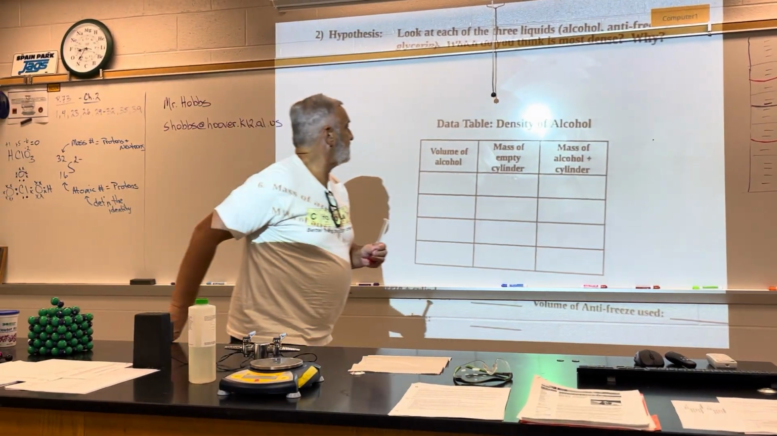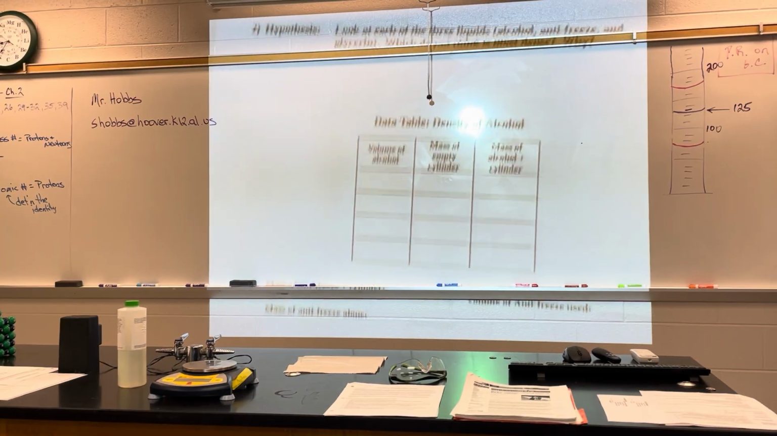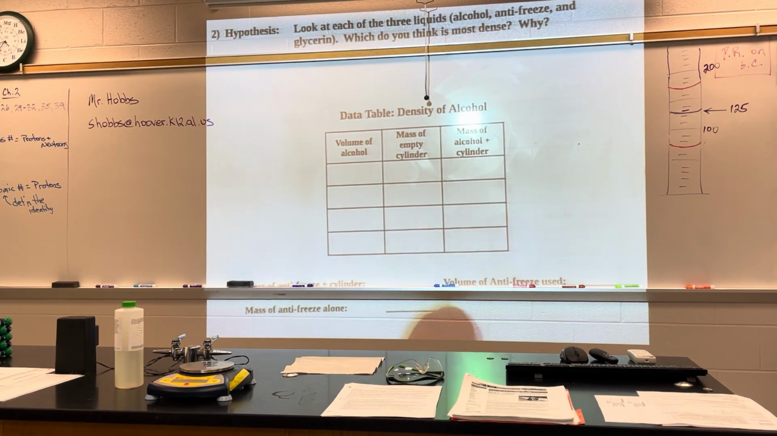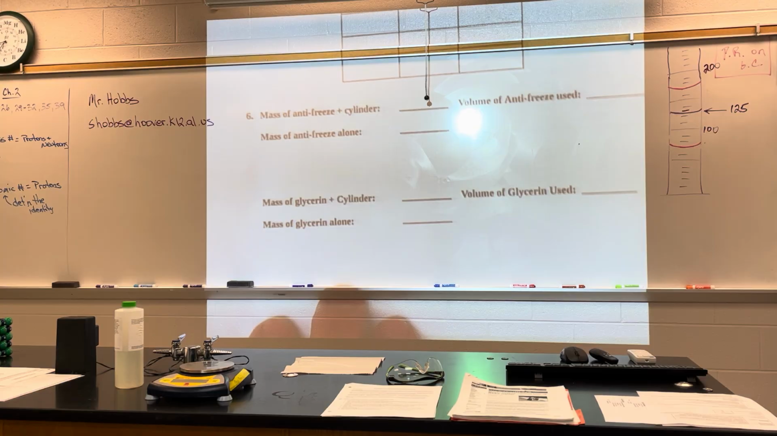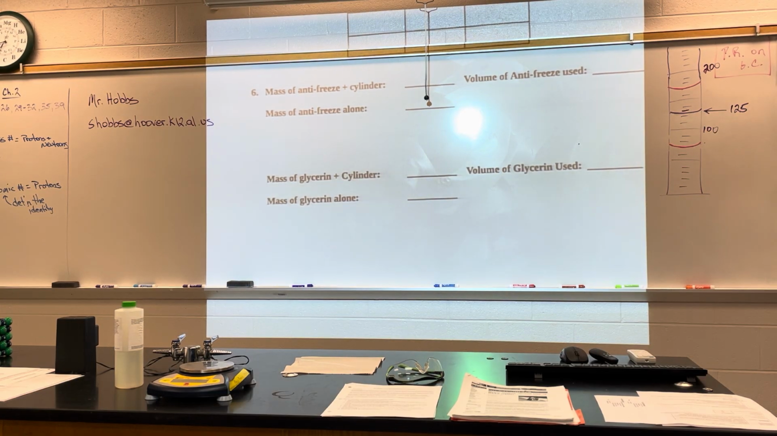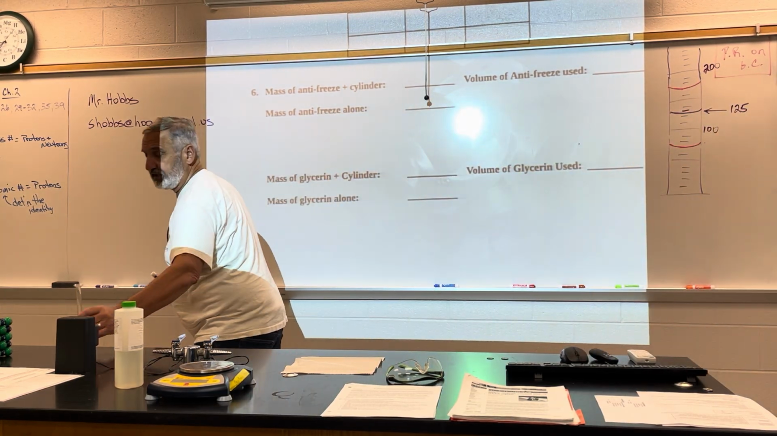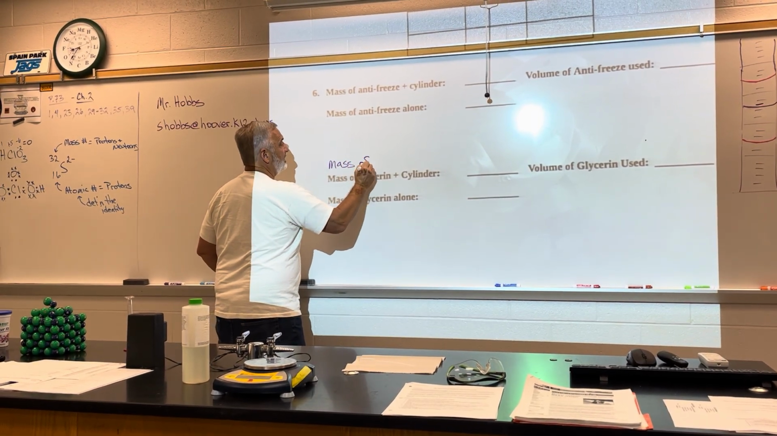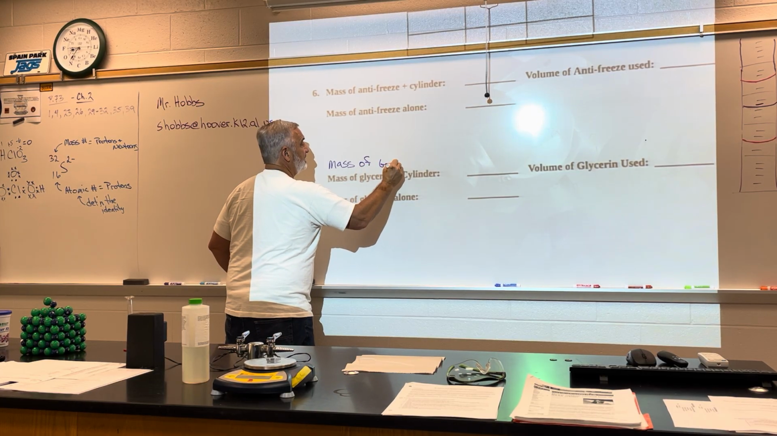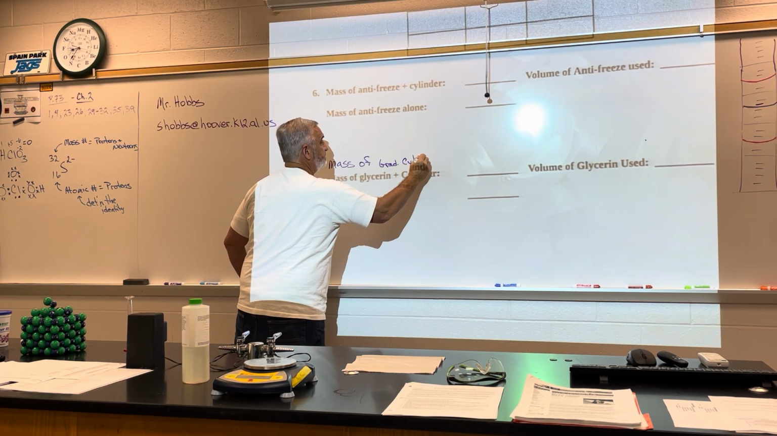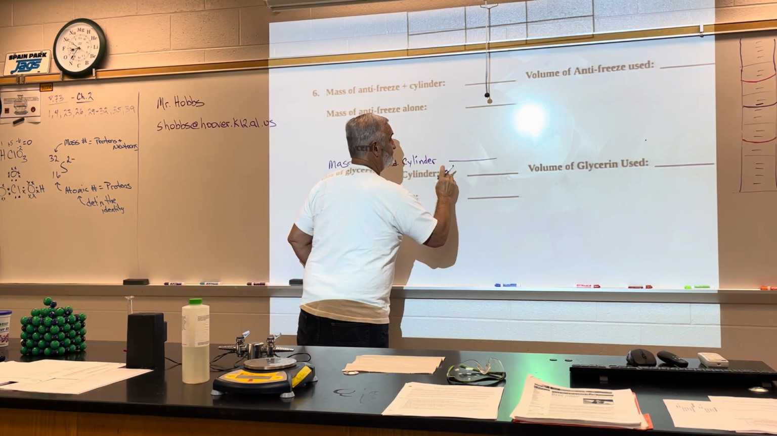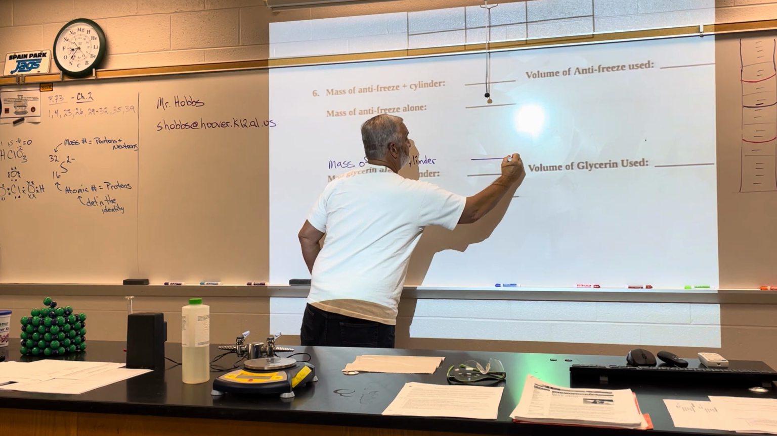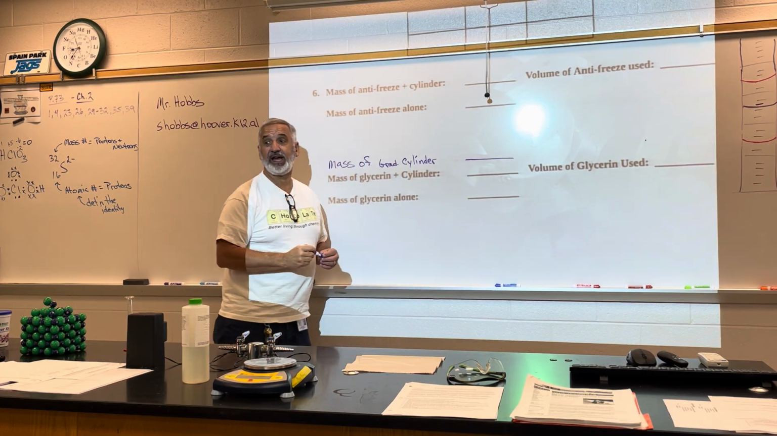You used the same graduated cylinder for all your trials, so you only had to weigh it one time. But now we're going to have a different graduated cylinder. So down here for glycerin, add a blank where it says mass of graduated cylinder. Draw in a blank, a line. You're just going to have to add that in.